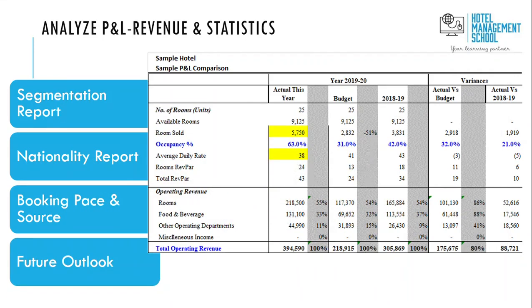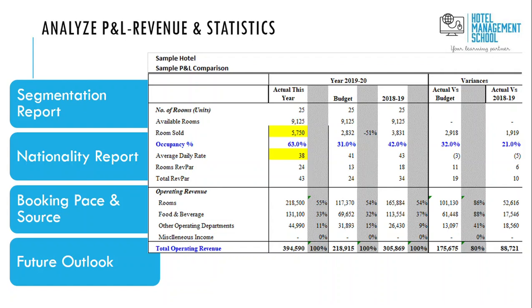Then you also have to look at the future outlook, because the profit and loss statement is always giving you the past figures, but what lies in the future? So with all these reports, we should also be looking at the future outlook, how the booking pace is happening for the next 3 months, next 6 months, rather than only looking backwards. When we are analyzing the profit and loss statement, especially the revenue, we are not only focusing on the past, we are always looking at the future pace of the booking.